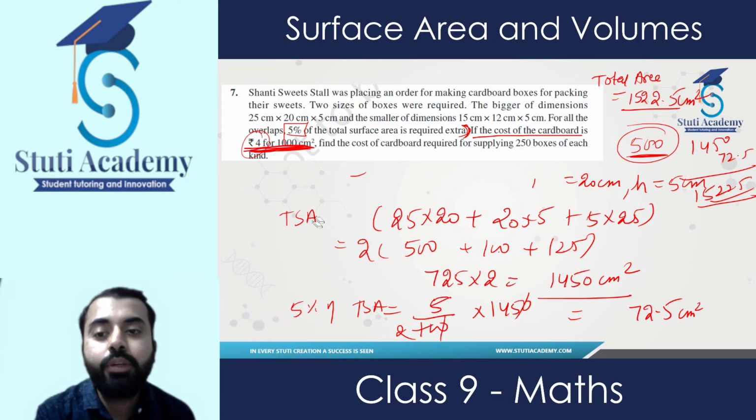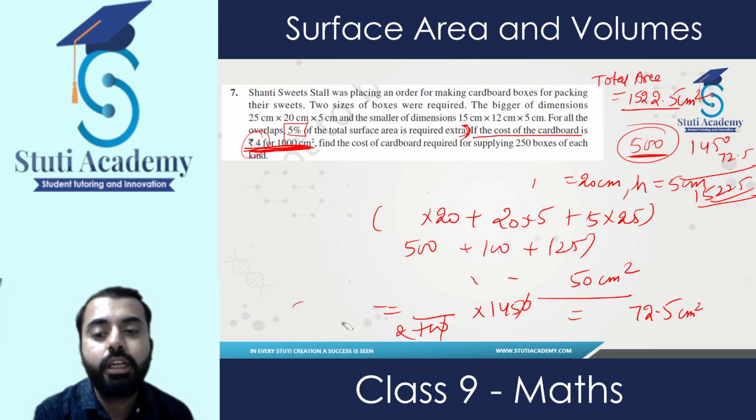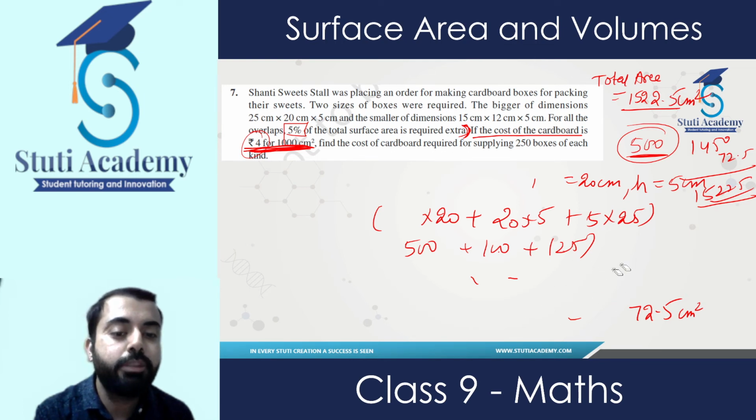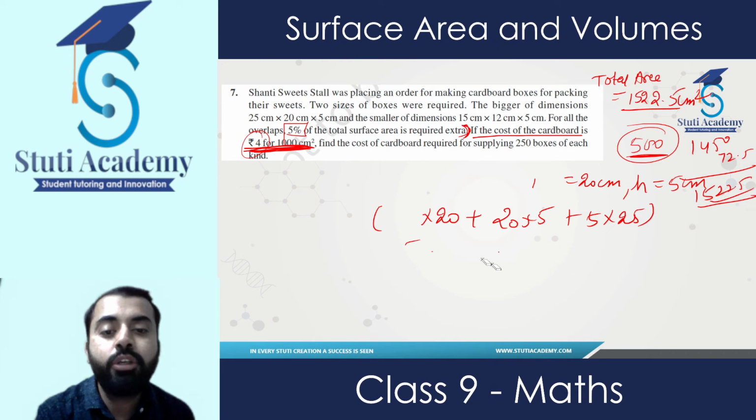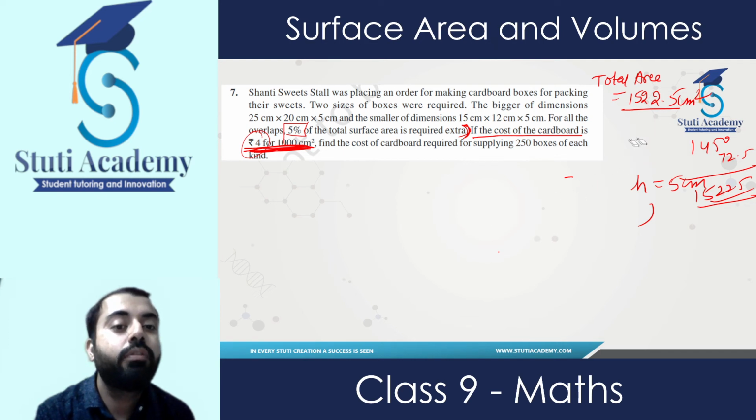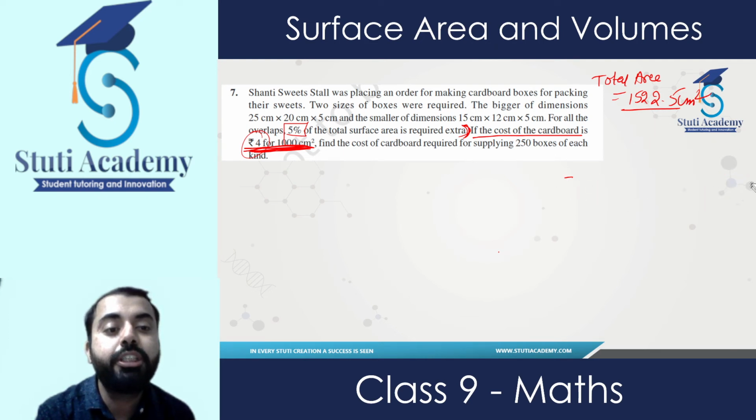I will be telling you this question in three different methods. If you guys have a different method, I hope I will be covering your method as well. So firstly, the basic method in which I'm going to find out my TSA, then I'm going to find out its 5%, then I'm going to add it to that, and I will get my total area, which for my case 1, my box of type 1, is 1522.5.